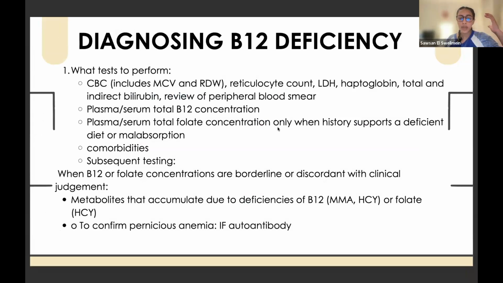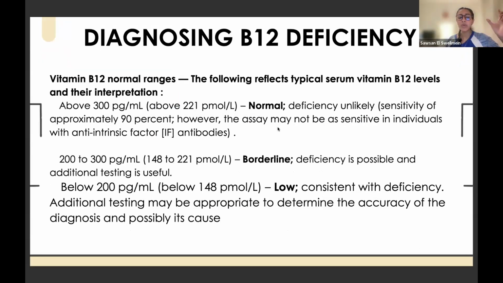Usually, for the serum levels of B12, above 300 is considered normal and deficiency is unlikely. Between 200 to 300, it is considered borderline and deficiency is possible, and you can do other additional testing to confirm that. Below 200 is low and consistent with a deficiency.